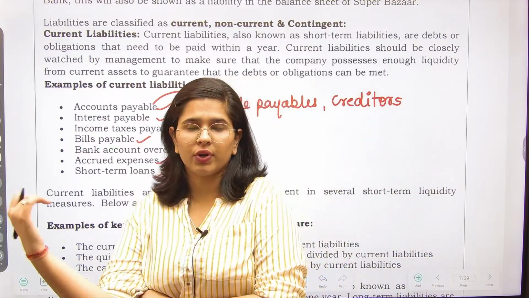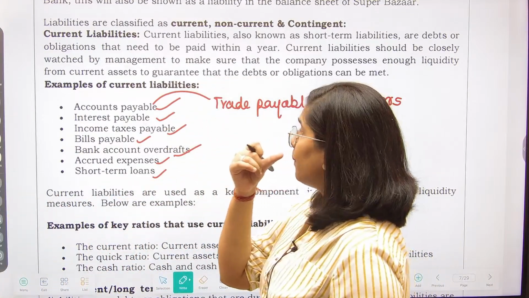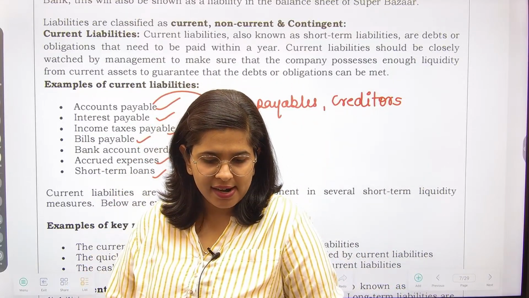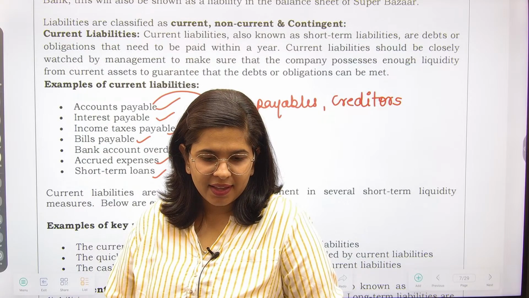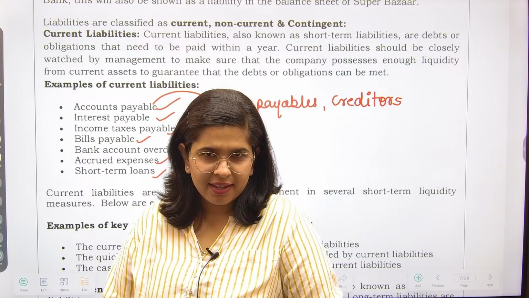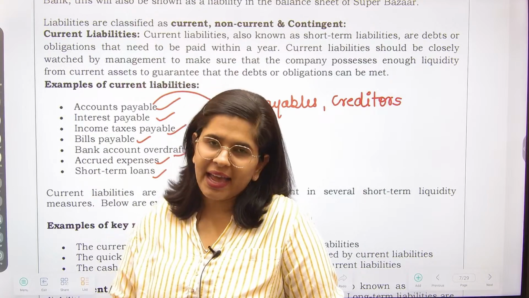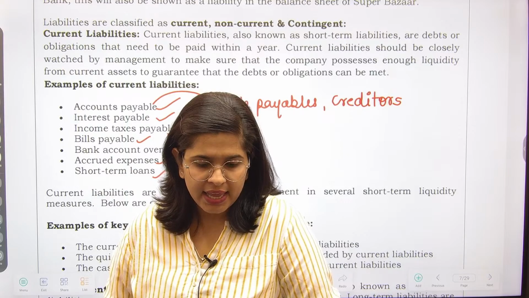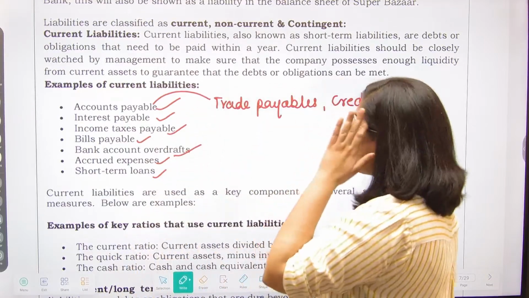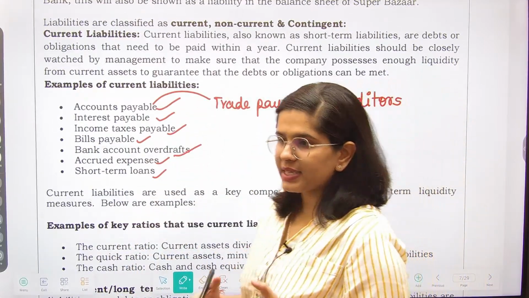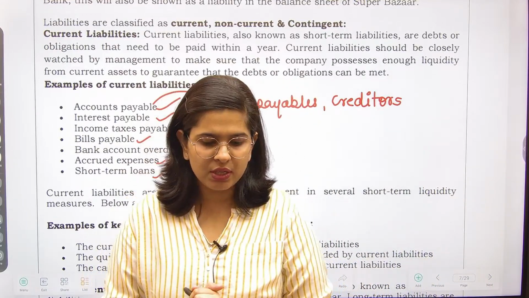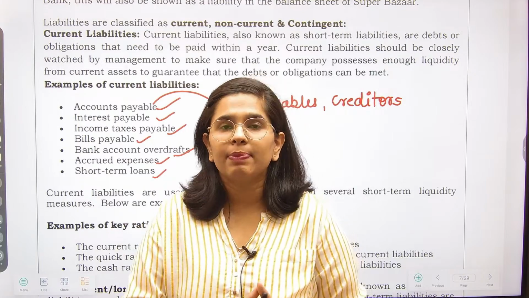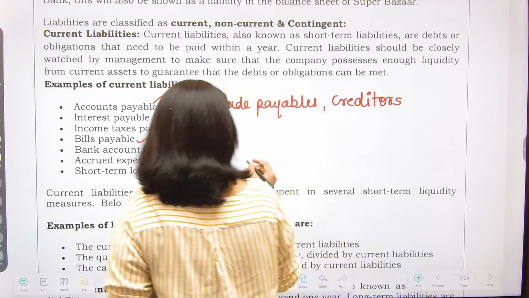See, there is no issue from my end, it must be buffering at your end. So what was I telling? Yeah, trade payables, I forgot what I was saying. Yes, so it happens on credit basis. Yes, I was telling about the principle of prudence, right?